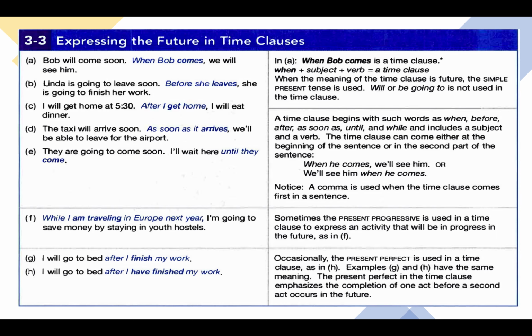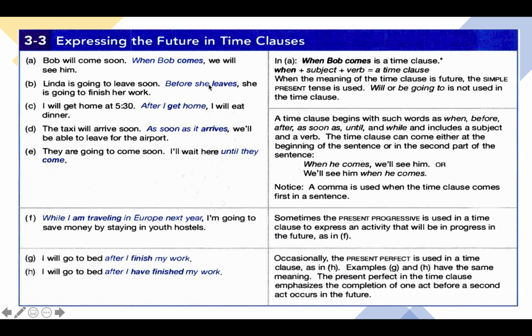Another example of a complex sentence where we have main clause, subordinate clause, and we have time clause, that is to say, Linda is going to leave soon. So this is the scenario, this is the situation. Linda is going to leave soon in the future, is going to leave in the future. But when we have a time clause and we want to express this idea, we don't use future in this time clause. So we can use only present simple. Before she leaves, a time clause, okay, she is going to finish her work.